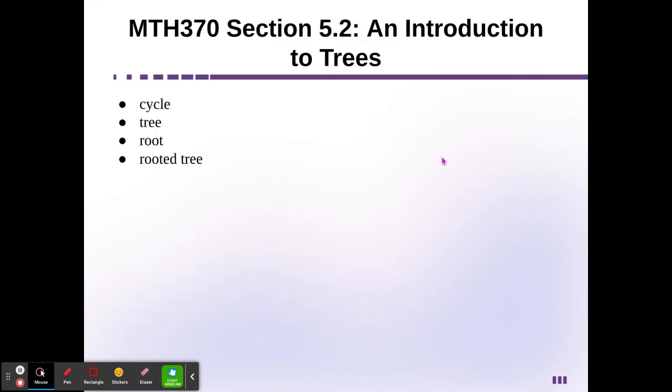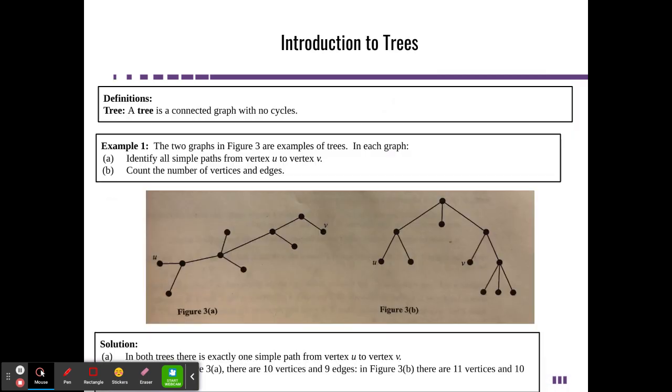All right, so section 5.2, Introduction to Trees. Our vocabulary for this section is a cycle, a tree, a root, and a rooted tree.